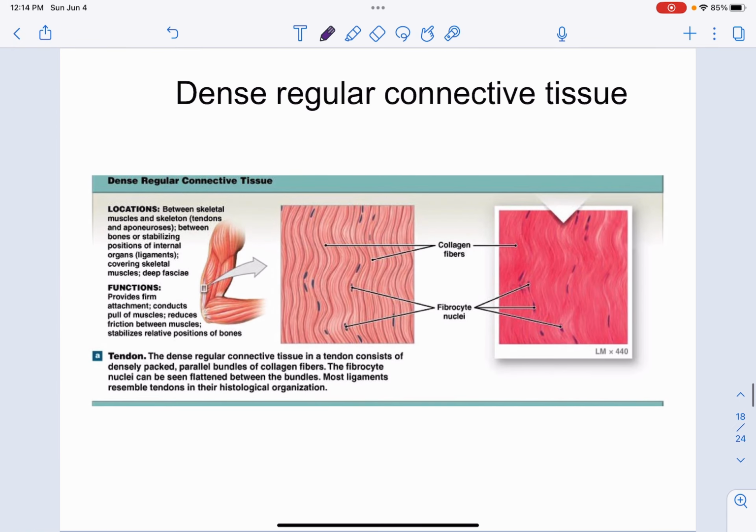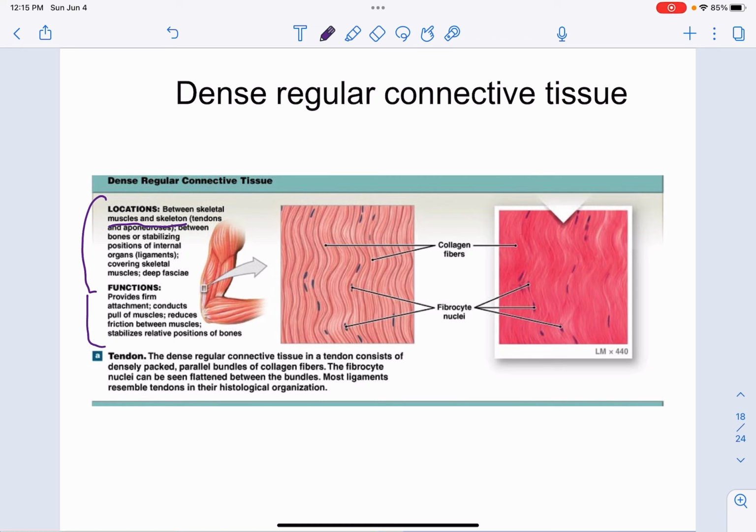So first, we'll start with dense regular connective tissue. And again, these figures come from your textbook, so if you need more explanation or need to review this material after the lecture or before this lecture, you can find all of these images in your book. These images nicely outline the location and the functions of each of these types of connective tissue. So dense regular connective tissue is found between skeletal muscles and skeleton. So this is in the tendons, between bones, and helps to stabilize our organs.